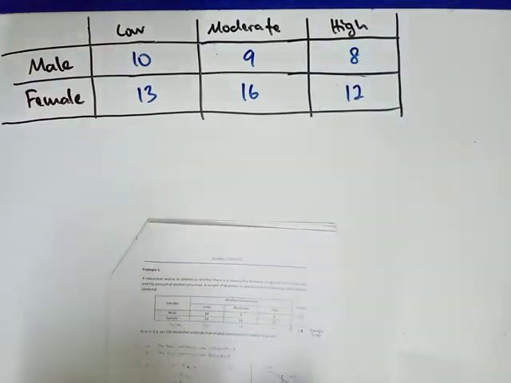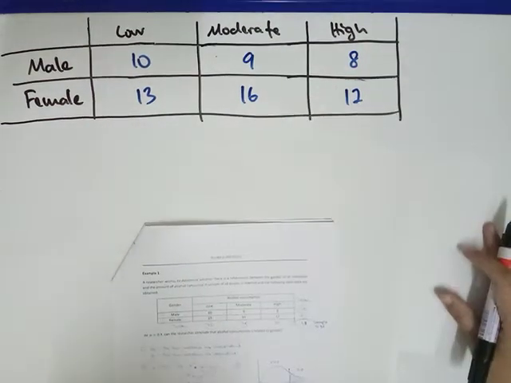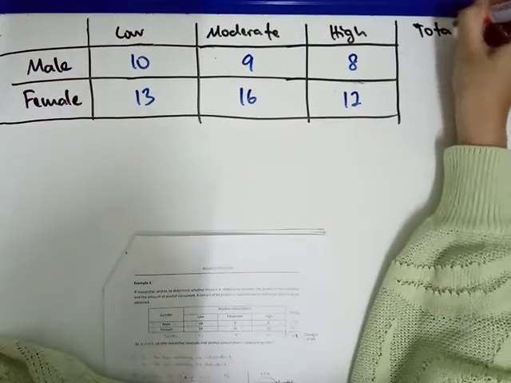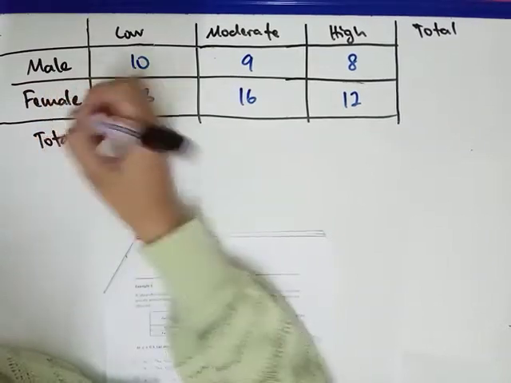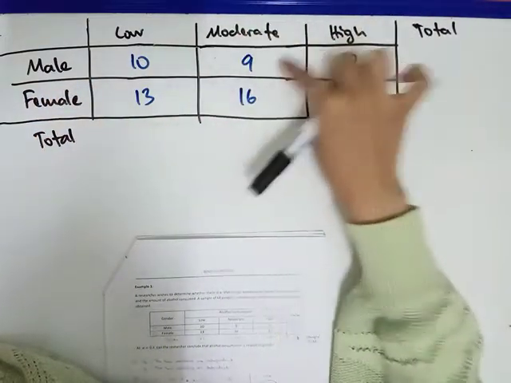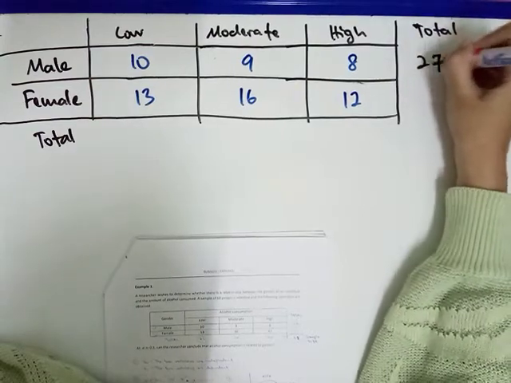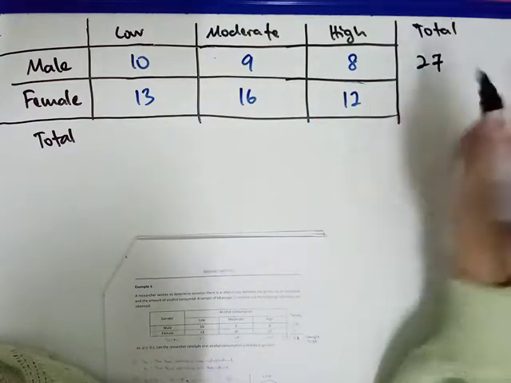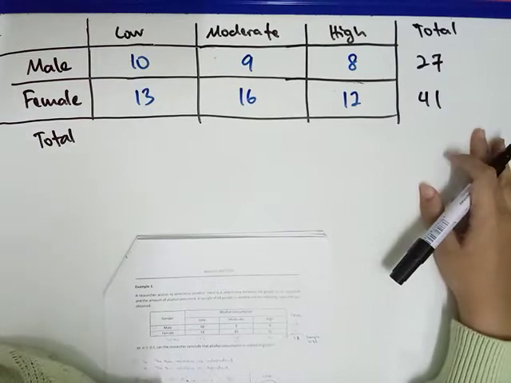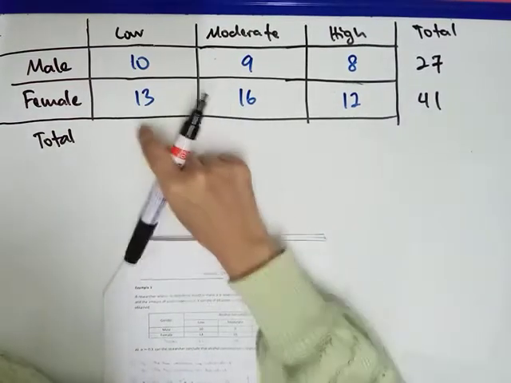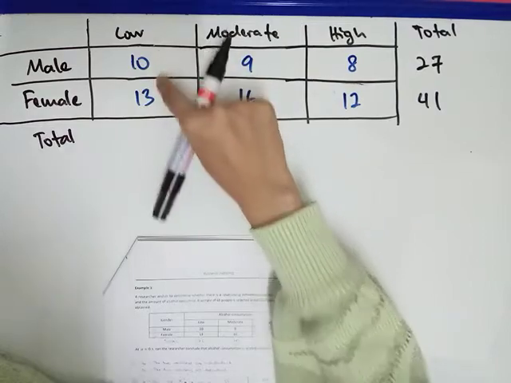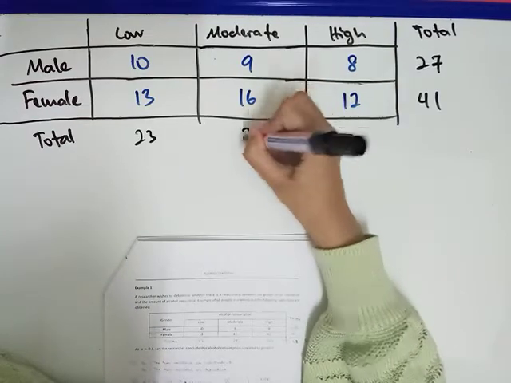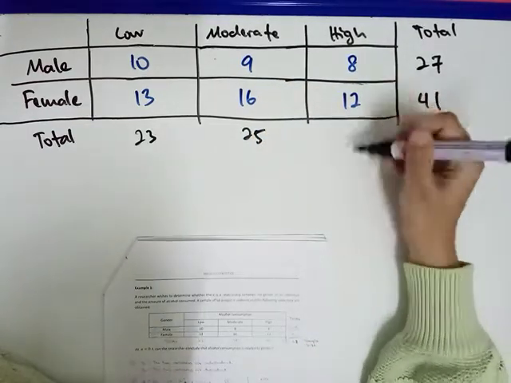So the first step, you need to total up the row and the column. For male, 10 plus 9 plus 8, you will get 27. For female, 13 plus 16 plus 12, you will get 41. And then for the columns, 10 plus 13, you will get 23. For moderate, 9 plus 16, you will get 25. And the last column, 8 plus 12, you will get 20.